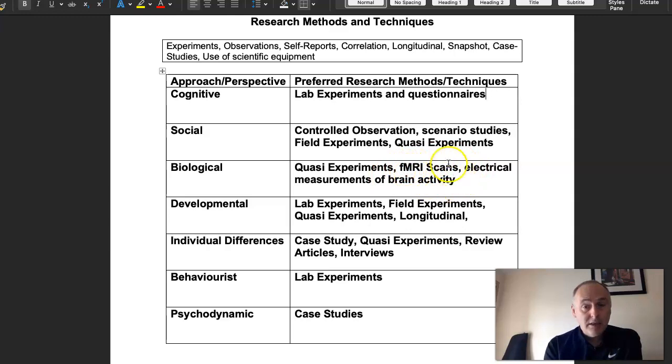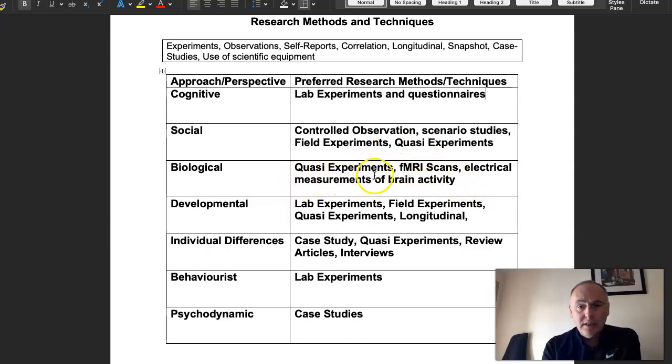They use fMRI scans. Okay, so functional magnetic resonance imaging scans. You find that in Maguire. You also find it in Casey as well, don't you? Electrical measurements of brain activity as well. So think about Blakemore and Cooper, for instance. Okay, so there you go.